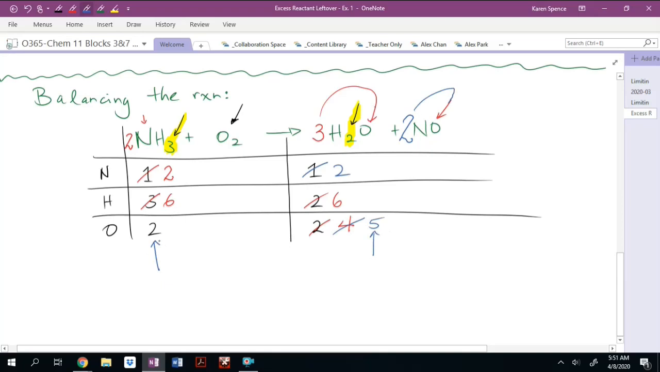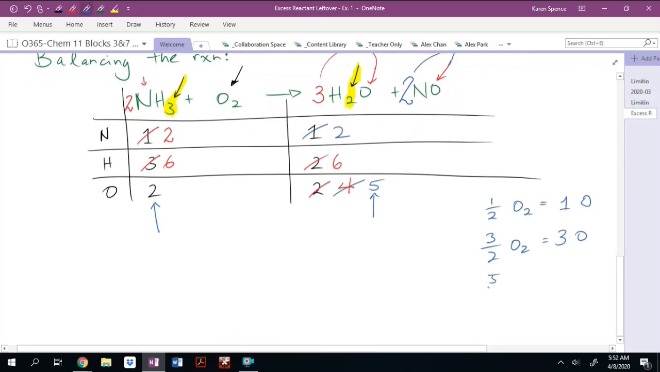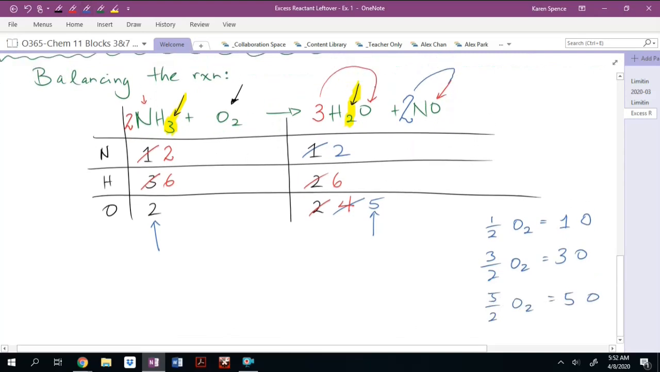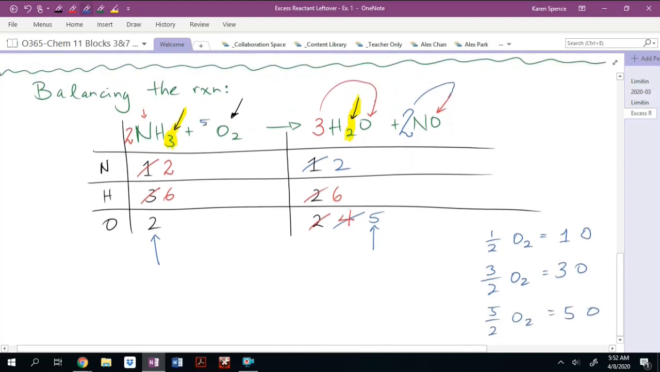Remember though, I can multiply by halves. So a half, 1/2 of an O2 is equal to 1 O. 3/2 of an O2 is equal to 3 O's. 5/2 of an O2 is equal to 5 oxygen. So I'm going to say here I have 5 halves oxygen.